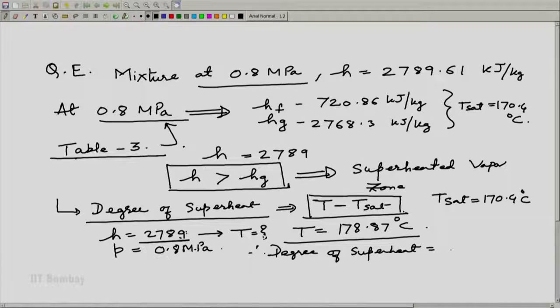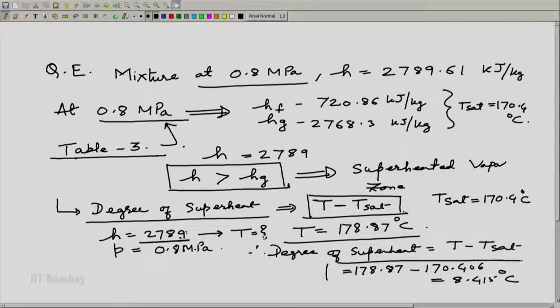And therefore, degree of superheat is equal to T minus Tsat, which is equal to 178.87 minus 170.406, which is equal to 8.415 degree centigrade. So, this is the answer. Degree of superheat for this is 8.4 degree centigrade.